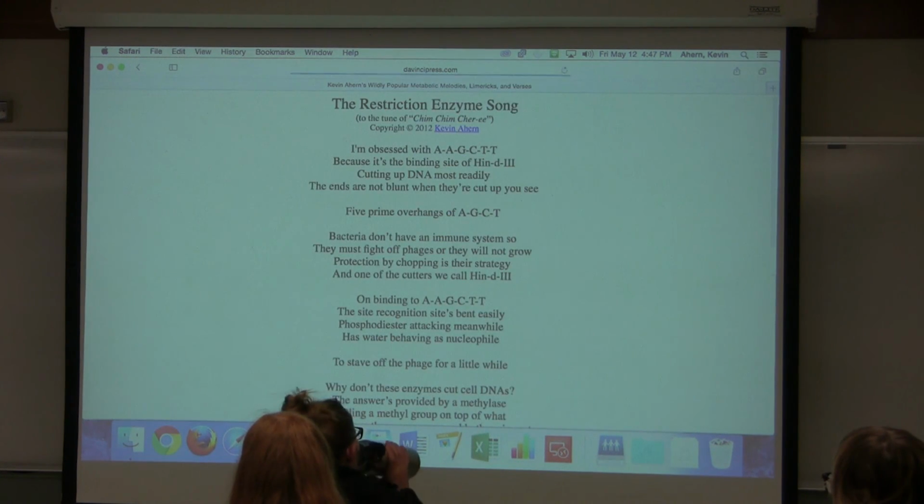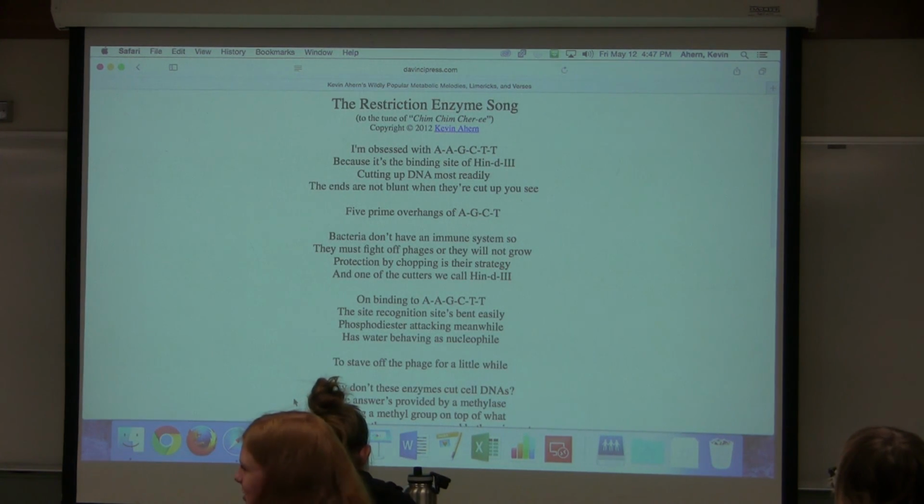So today's song is to the tune of Chim Chim Cher-ee. It's an old 60s song. It's about restriction enzymes.